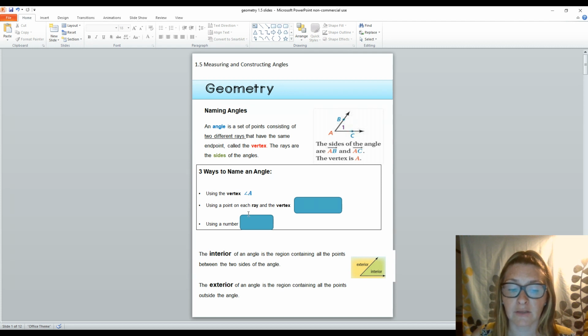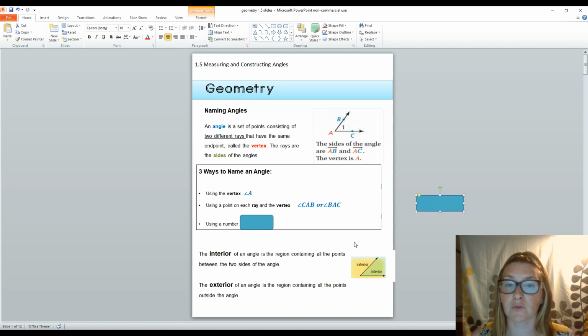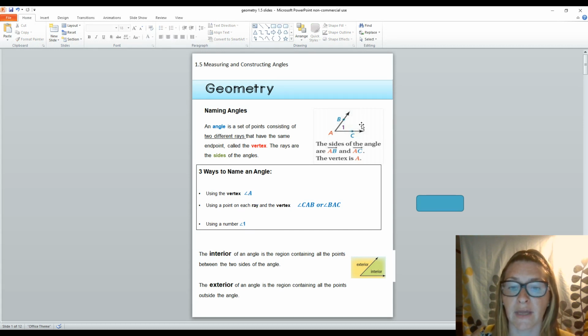The next is I can use the points on each ray and the vertex. Now this is a specific way to do this. So here are my two examples. I have angle CAB and angle BAC. Notice what these two names have in common. A, the vertex, is in between the letters. So when we are naming our angle, our vertex must be in between our lettering. And then last but not least, if our diagram has a number, we can use that number. So I can also call this angle, angle 1.